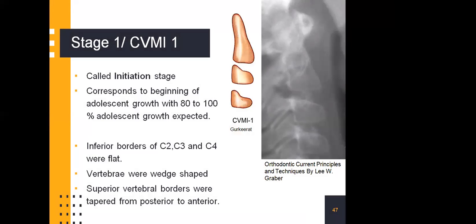Now let's move on to the stages. Stage 1 is the initiation stage, which corresponds to the beginning of the adolescent growth with 80 to 100% of adolescent growth expected. In this stage, the inferior borders of all C2, C3, and C4 are flat, and the vertebrae are wedge-shaped, and the superior borders taper from the posterior to the anterior.